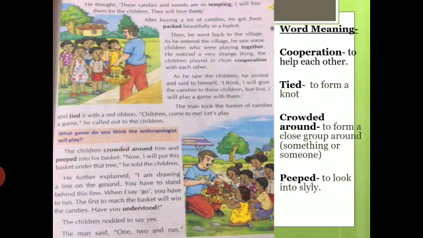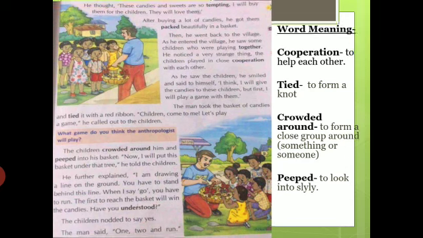Then he asked the children, have you understood? The children nodded. Nodded means to move the head up and down in agreement, to say yes. The man started the game and said 1, 2 and run. Now let's see what happened next.